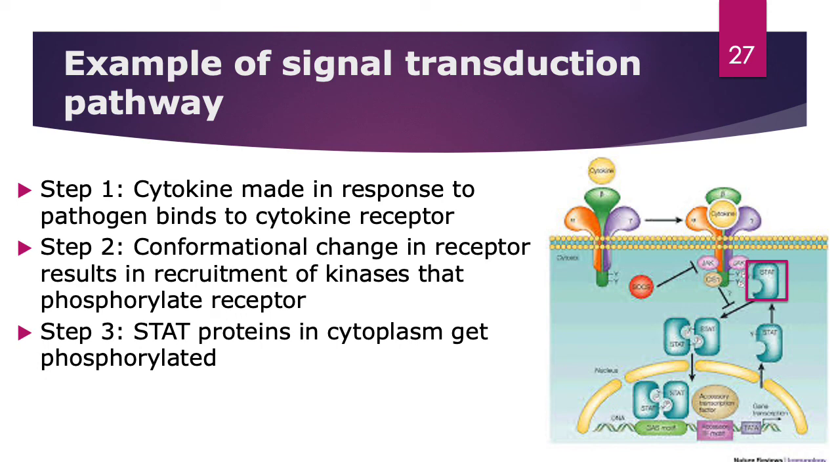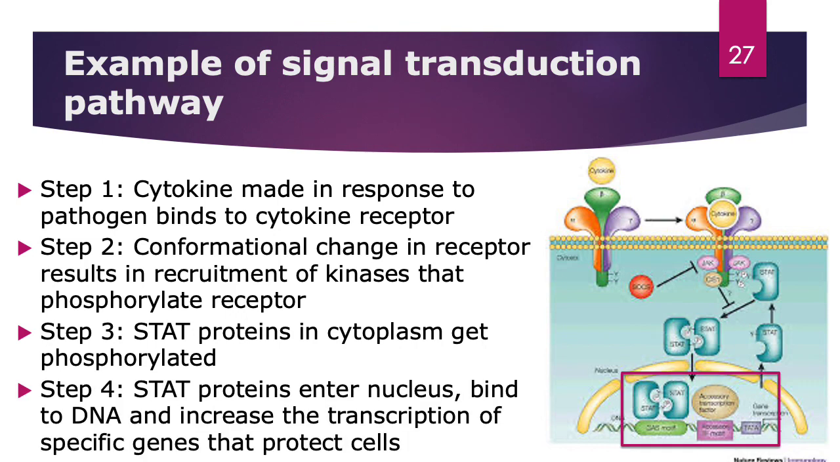The STAT proteins come in close contact with the kinase and they get phosphorylated. The phosphorylation of the STAT protein renders them active, and the STAT proteins can interact with one another in the phosphorylated state and enter the nucleus. Once the STAT proteins enter the nucleus, they can bind to DNA and increase the transcription of specific genes because the STAT proteins are transcription factors.